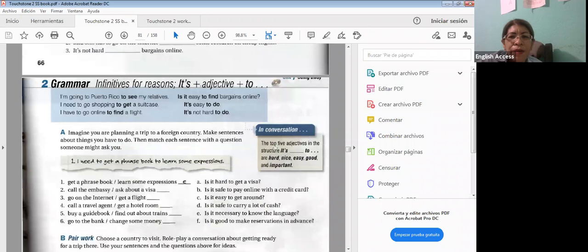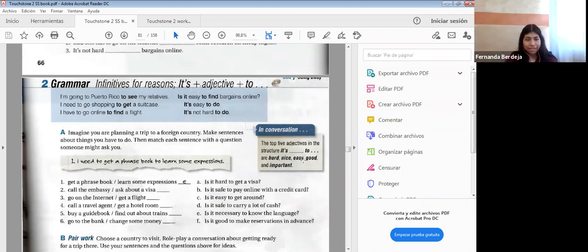Okay, so we are back again here. Okay, so we have grammar. The grammar chart is about infinitives for reasons. It says it's plus adjective plus to. So here, I'm going to read and you're going to repeat after me, okay?